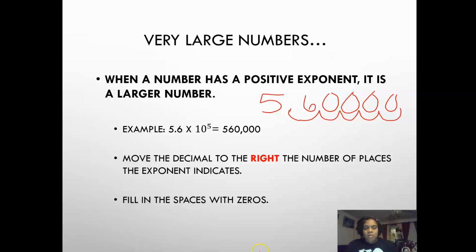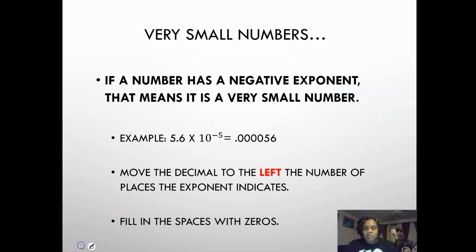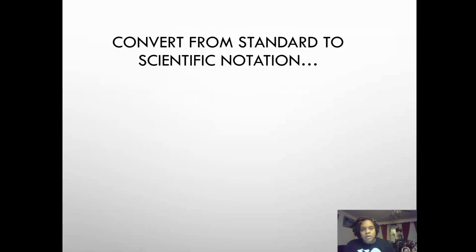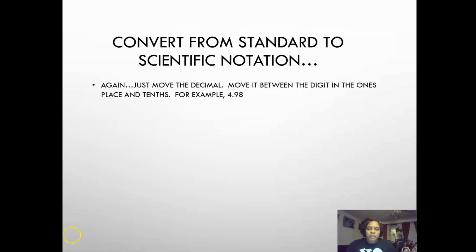Then, moving forward, very small numbers. If a number has a negative exponent, you would move the decimal space to the left. So that means the number would just get smaller. Okay, so let's convert some of these into standard form, or from standard to scientific. Again, all we're doing is just moving the decimal.